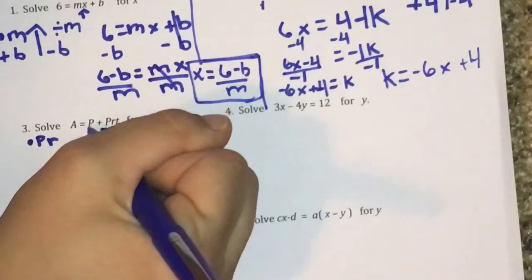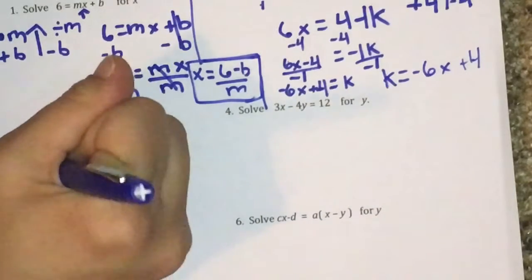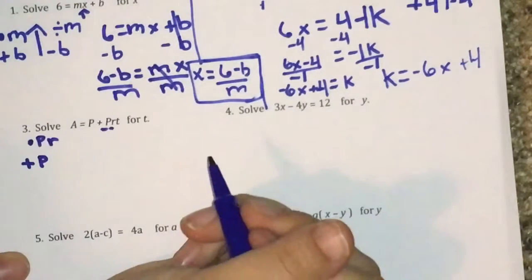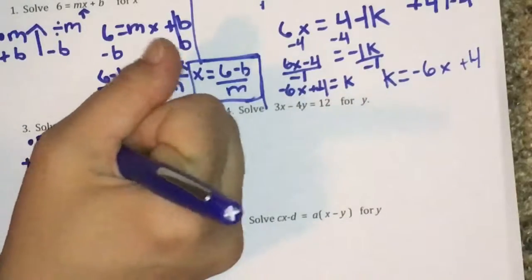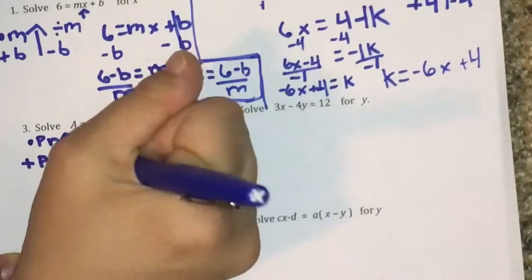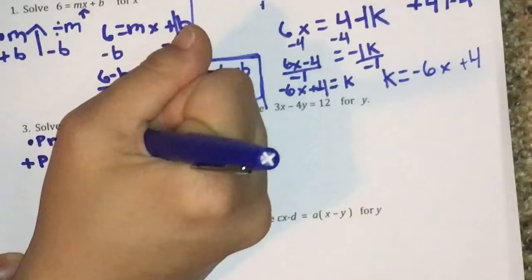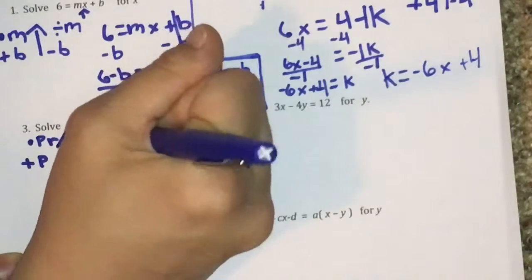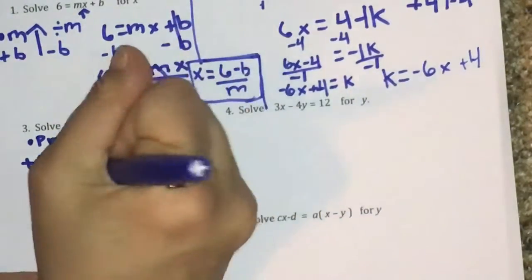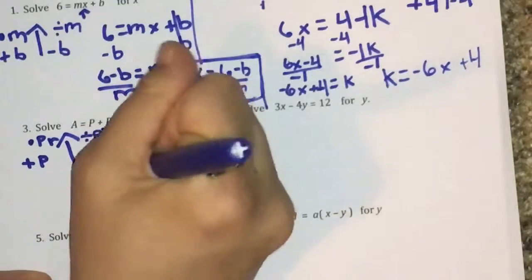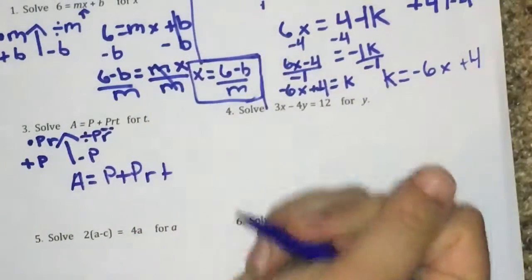Then it's being added by p, because the p is positive. So we need to do the reverse opposite. Instead of adding p, subtract p. Instead of multiplying by pr, divide by pr. So we have A equals P plus Prt.